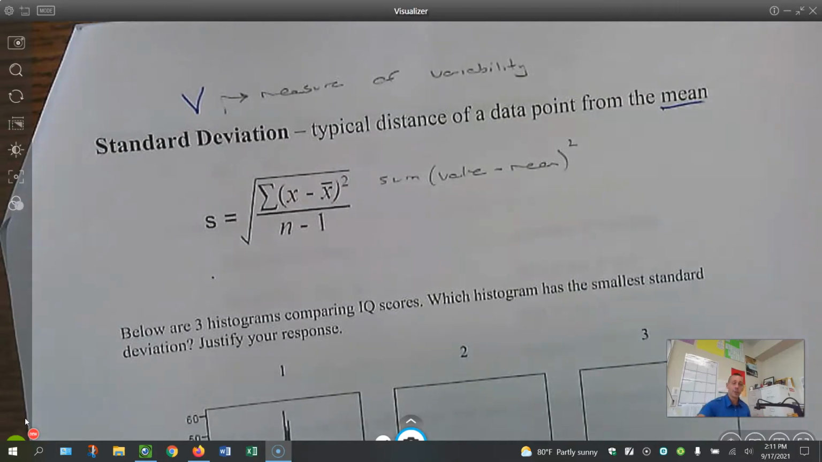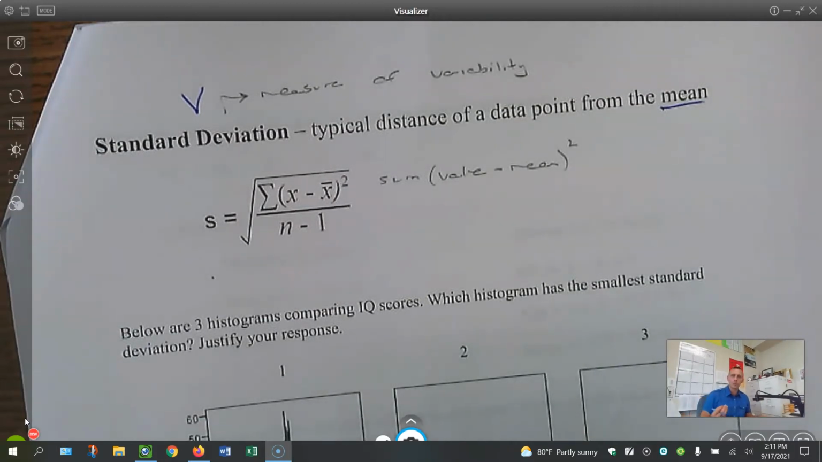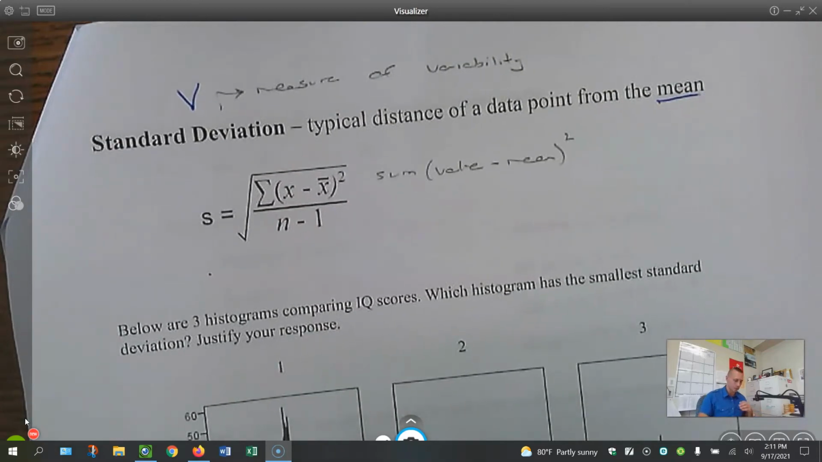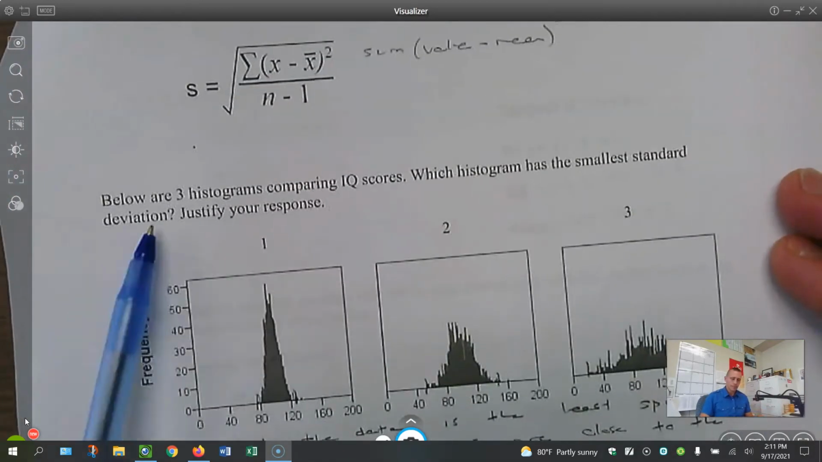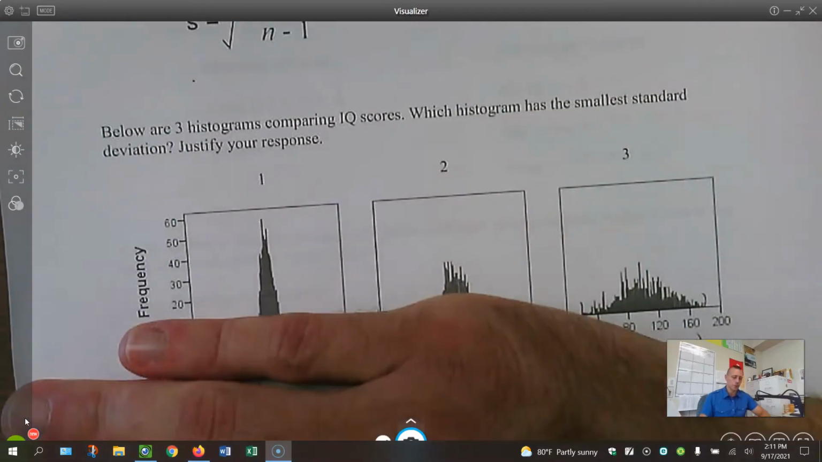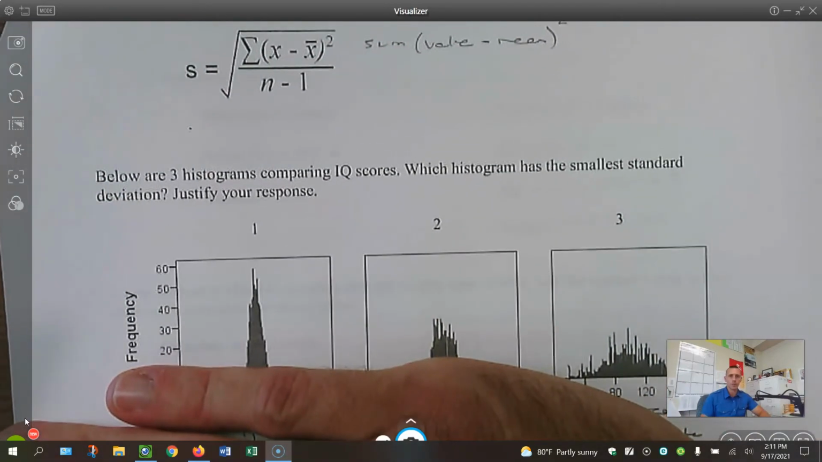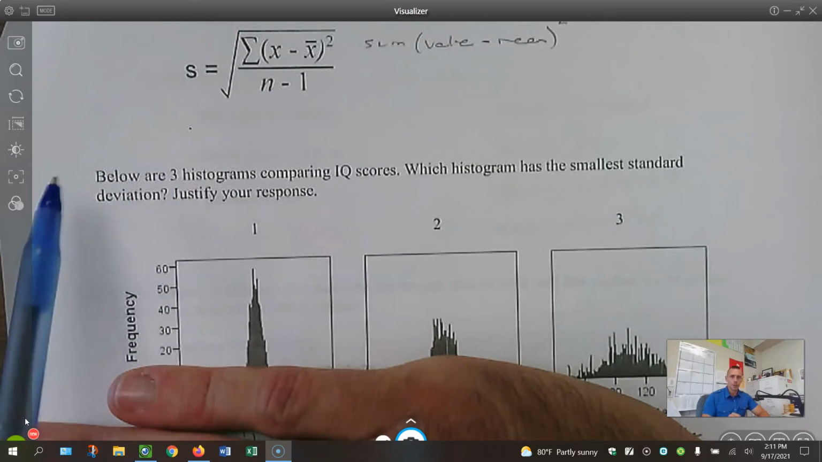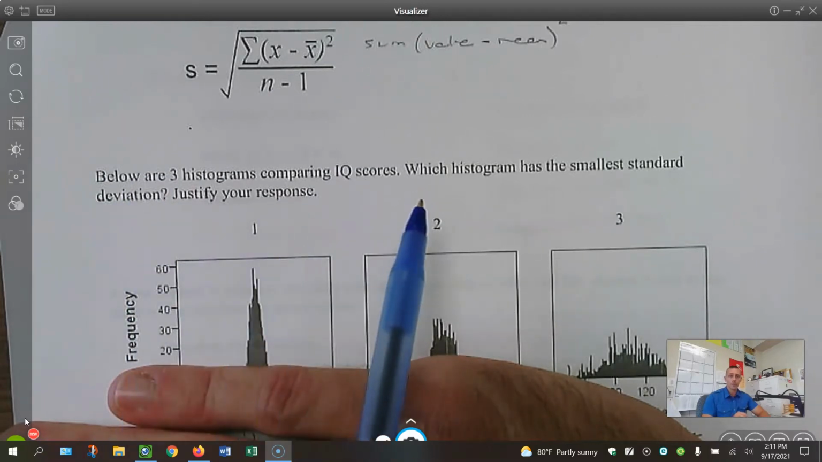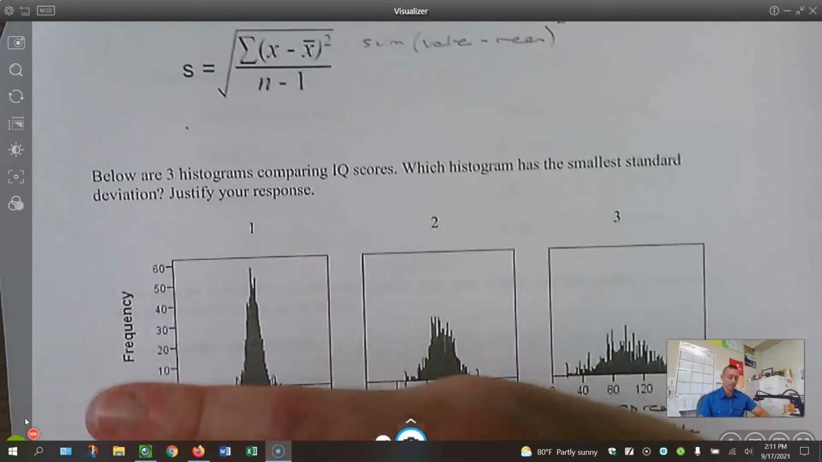You don't need to know the formula. What I really need you to know is it's a measure of variation, and it's your typical distance away from the mean. And we'll get into something a little more concrete in the lesson in a minute here. So in this next question, there are 3 histograms comparing IQ scores. Which histogram has the smallest standard deviation? Justify your response. So what I'd say now is pause the video, figure out which one has the smallest standard deviation and why, and then come back to the video and see me explain it.